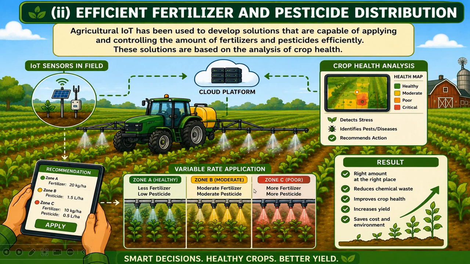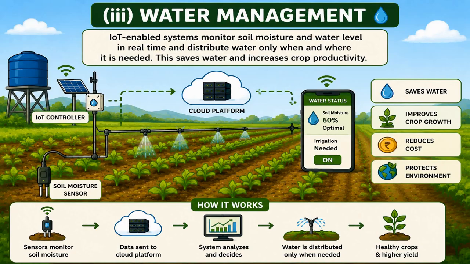Okay, so here you can see you have three zones: zone A, zone B, zone C. Zone A is for healthy, it requires less fertilizer and low pesticides, whereas zone B is moderate, that is it requires moderate fertilizer and moderate pesticides, whereas zone C is poor, it requires more fertilizer and more pesticides. Next is the water management.